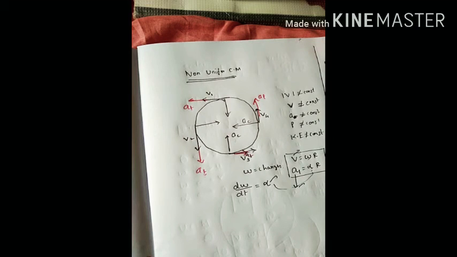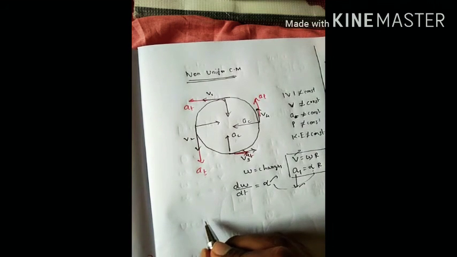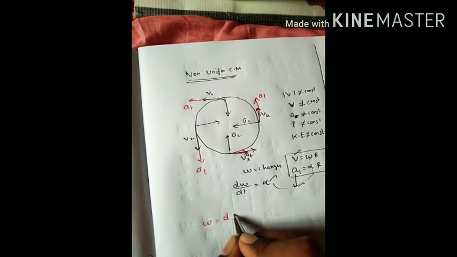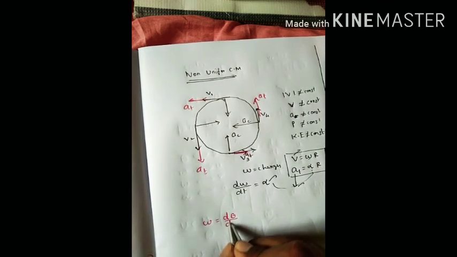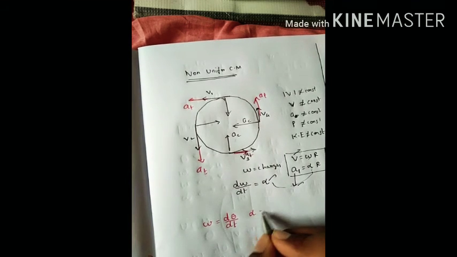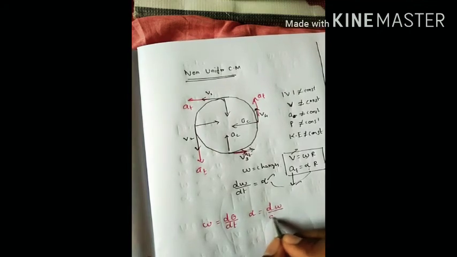Okay, let's revise some final formulas. I am going to give some final formulas. These are most important. I am only revising them. You already know, what is omega? This is change in angular displacement with respect to time. What is angular acceleration? This is change in omega with respect to time.